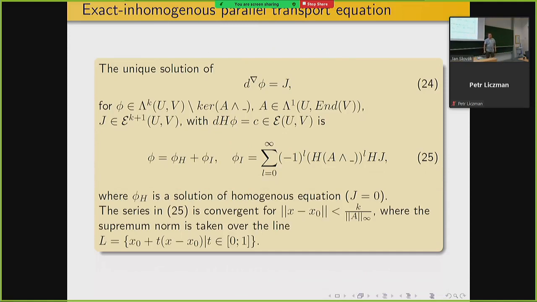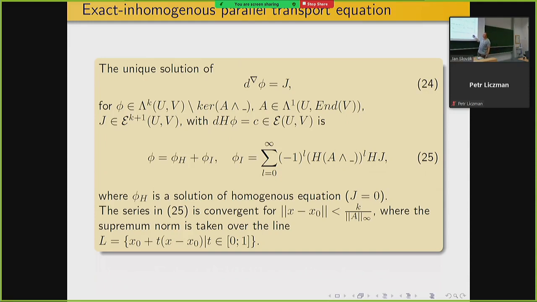So you have to take two cases. The first one is when j is exact, and the second is when j is arbitrary, so exact plus anti-exact. So first, let's assume that j is an exact form. Now you can decompose phi into a homogeneous part, which solves this equation with j equal to 0, and an inhomogeneous part, and apply the same method of the power series, and you get that the inhomogeneous part has this form. So it's this j, which is acted on by h, and then there is this infinite power series of this operator.